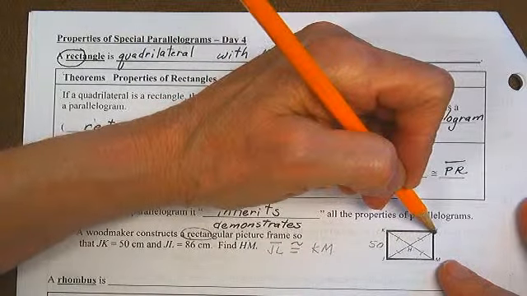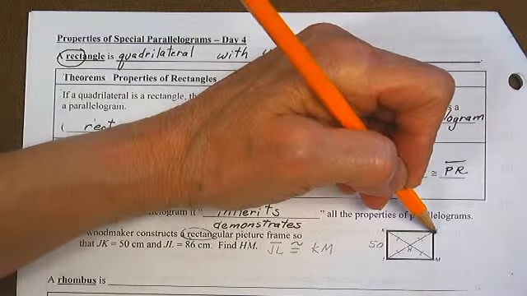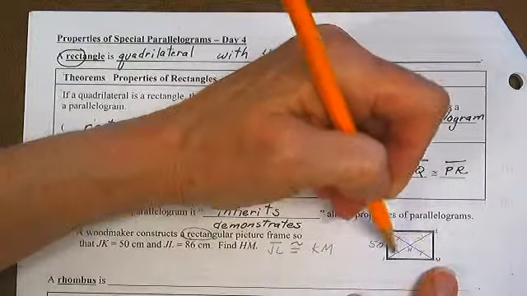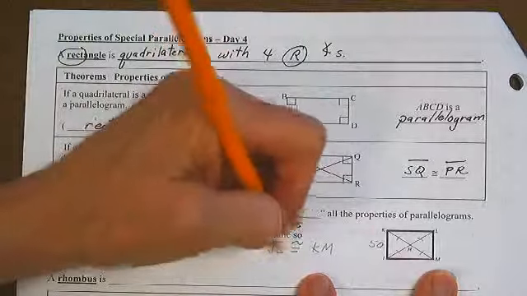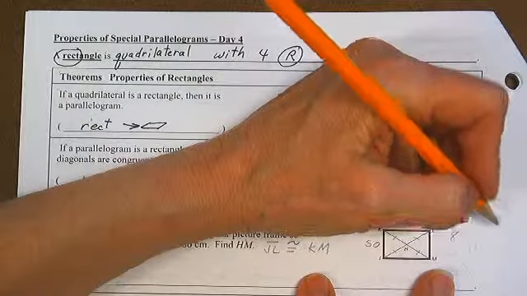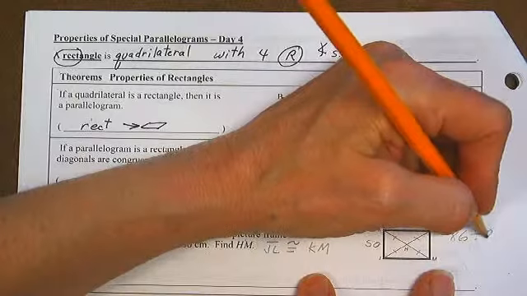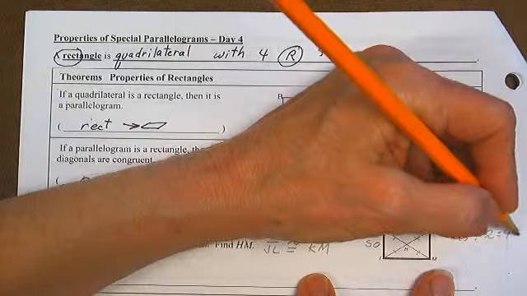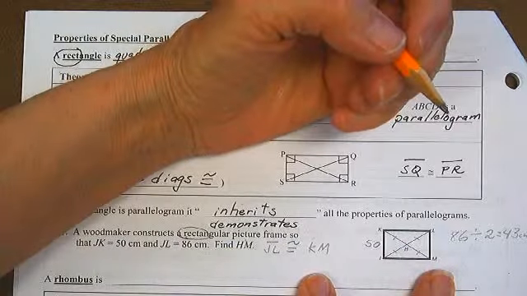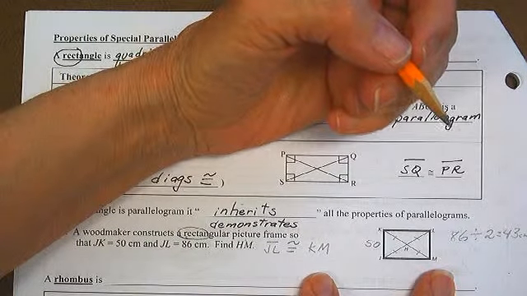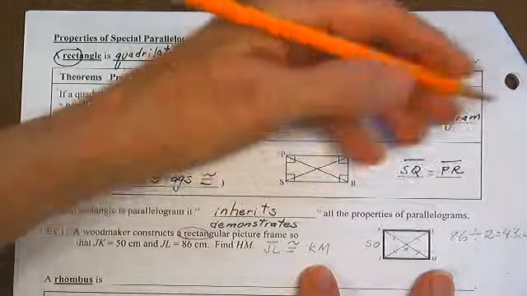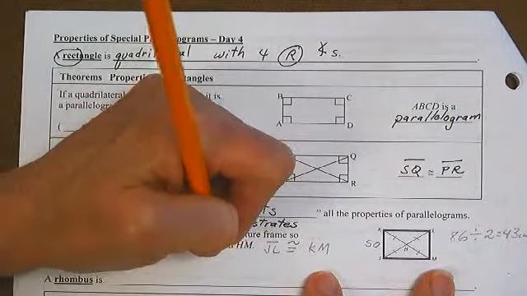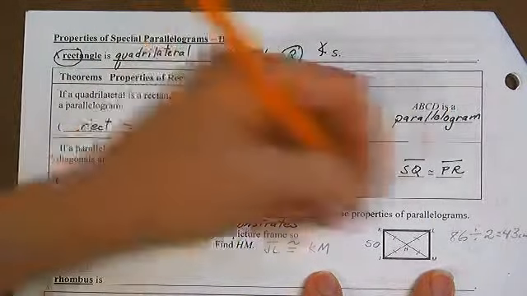If JL is 86 centimeters, KM bisects it. 86 divided by 2 is 43. Well, then we know that HM must also be equal to 43 centimeters. HM is equal to 43 centimeters.